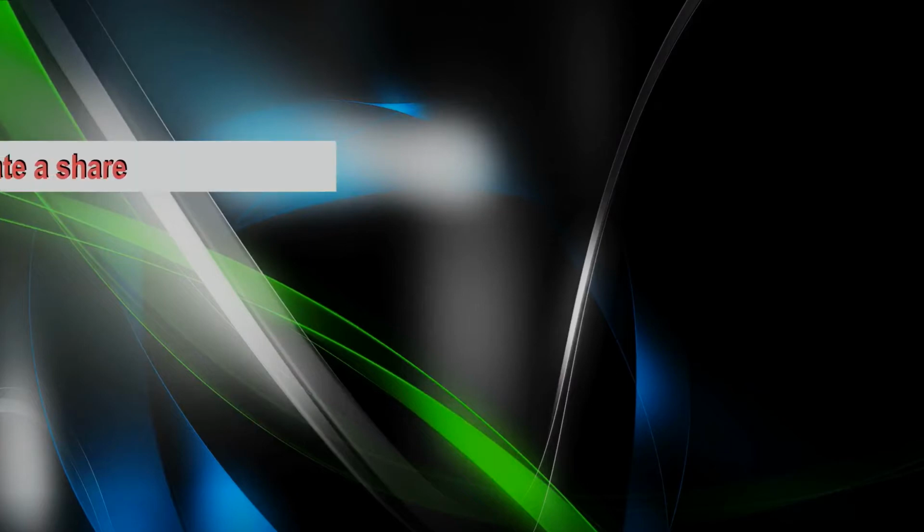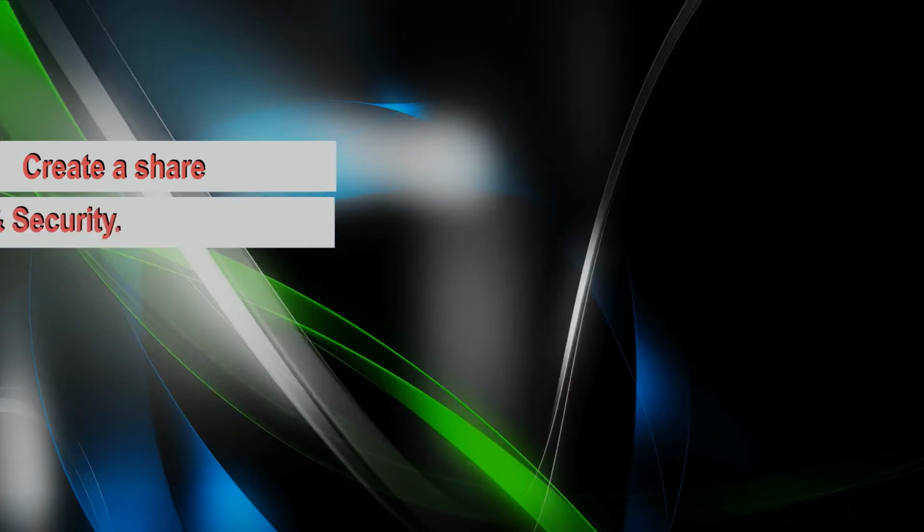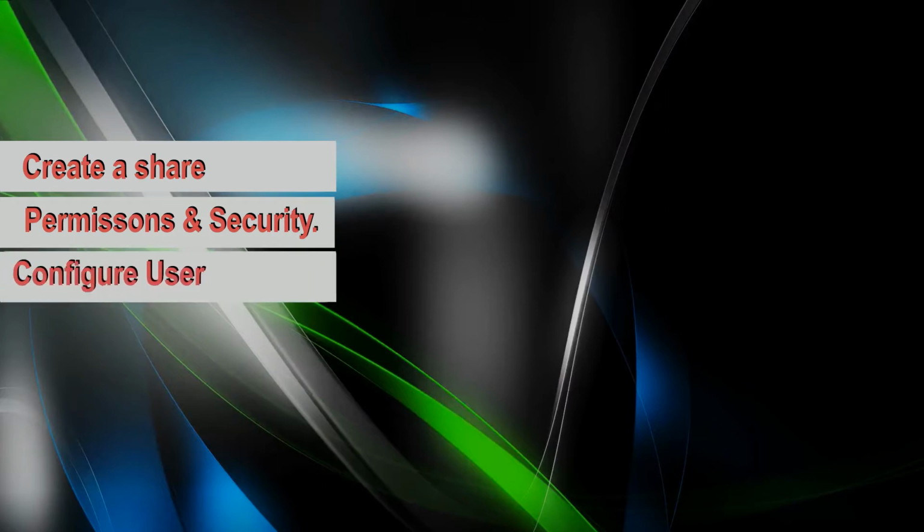So in this video, I'm going to create a share. I'm going to set the share permissions on it. I will set the security on it, and we will go into the Active Directory Users and Computers tool and set the path to the home directory. So let's get started.